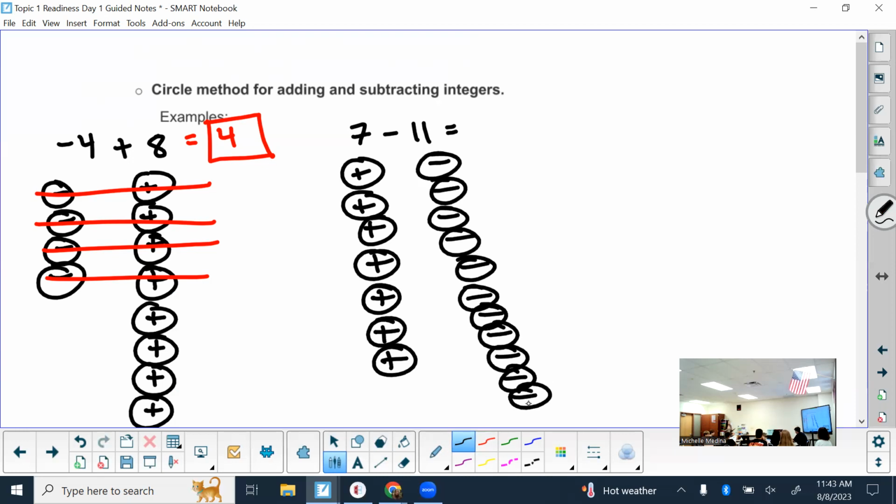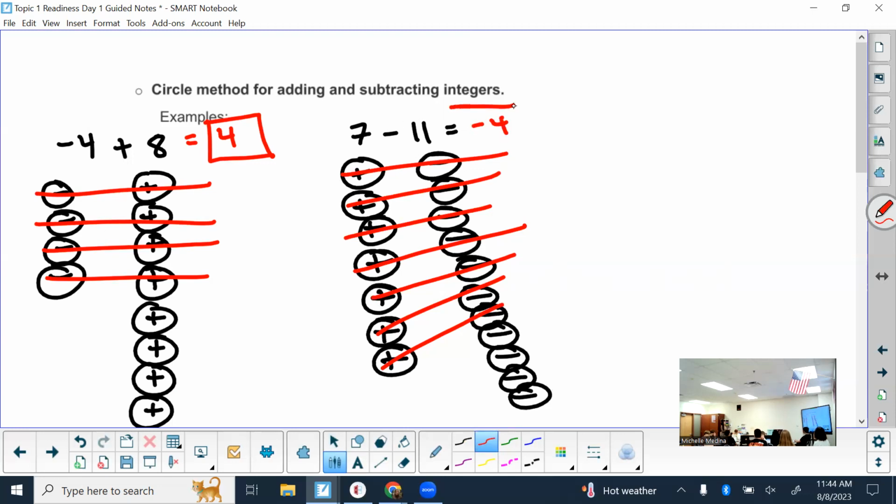And again, it's a little bit tedious, but it really does tie it in for a lot of my visual learners. So whenever you have a positive and a negative, they cancel each other out, right? 1 plus a -1 equals 0, so these all cancel out. And then the number of bubbles and the type of bubble it is will give me my answer. So what's my answer for this one? -4. Some of you probably knew that just from looking at the problem. Great. But this is another way to really visualize it.